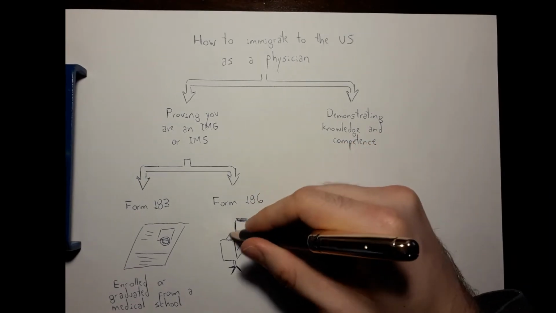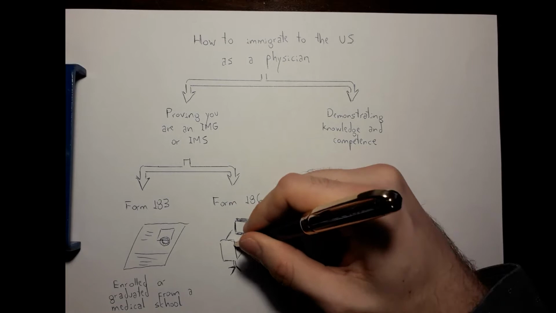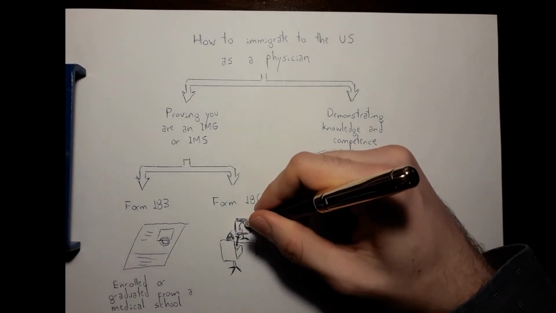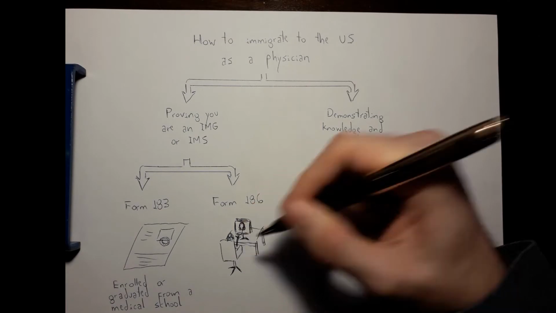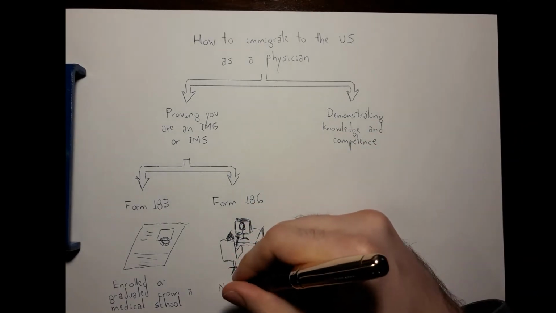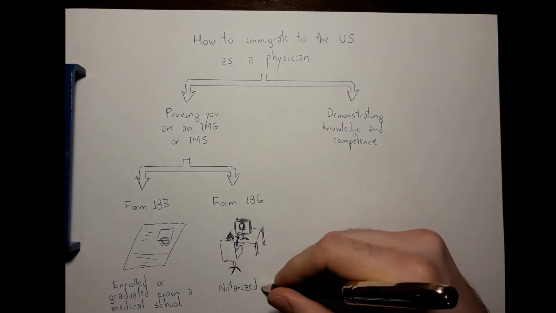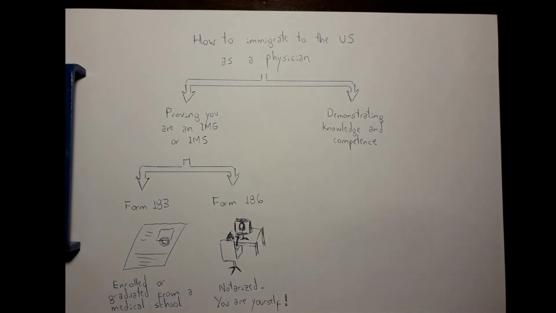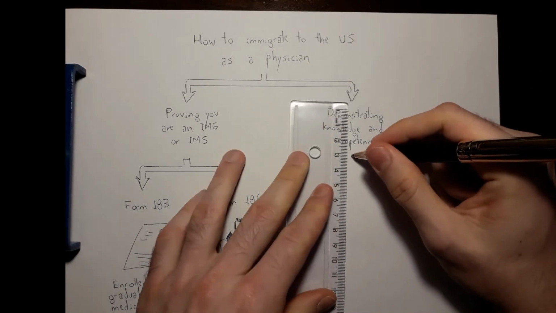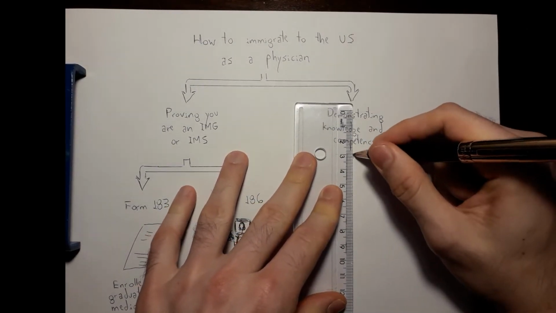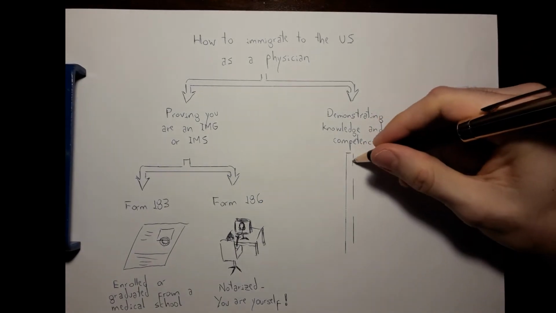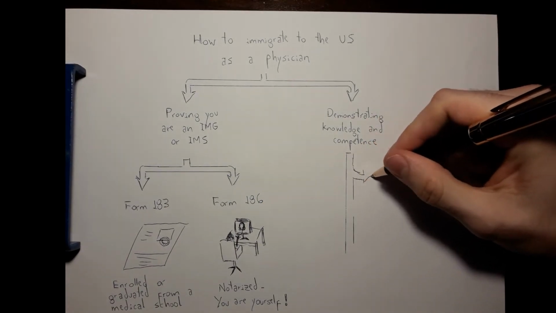Once you've submitted Forms 183 and 186 and been accepted, you will also have to send your medical diploma, which has to be translated by a certified agent. Once all medical school documentation has been submitted, you have to demonstrate your knowledge and competence and show that your abilities are on par with those of American physicians. Roughly, the whole process can be synthesized as documentation and tests, so this is the tests part.